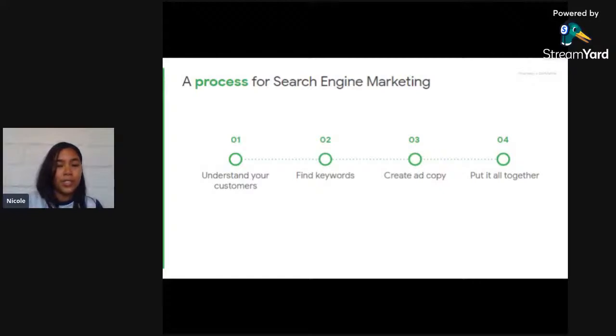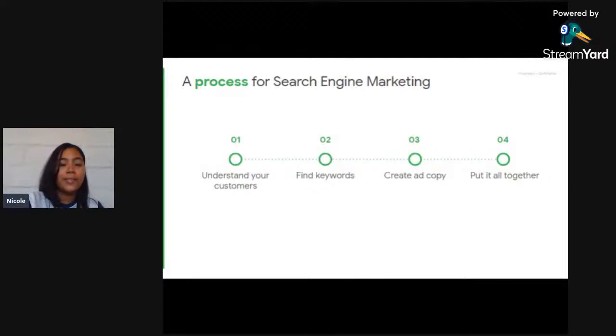The first step that you need to consider is that you need to understand your customers. Understand your customers. This is what makes everything else happen. You need to find keywords. You need to brainstorm good keywords to bid on that might be relevant to your target audience. You need to create ad copy. In order to create good ads, we need to understand what our target customer wants. And finally, we need to put it all together.